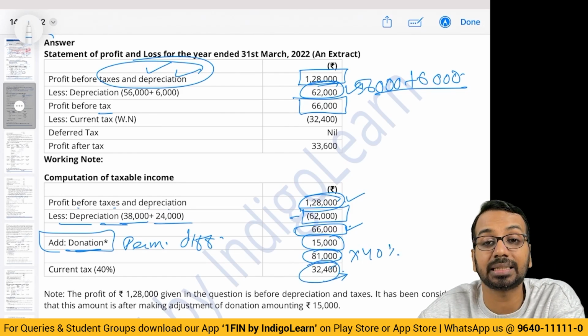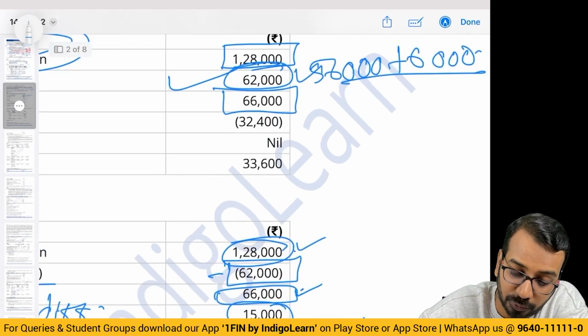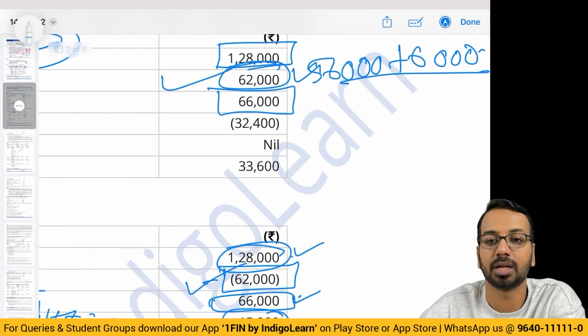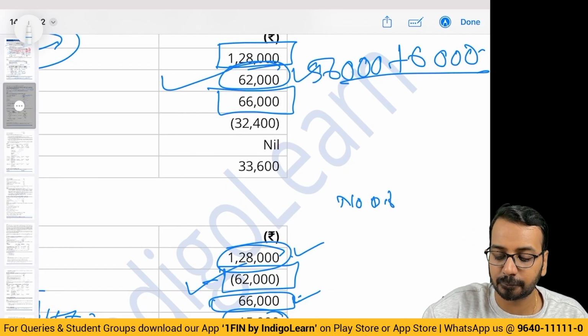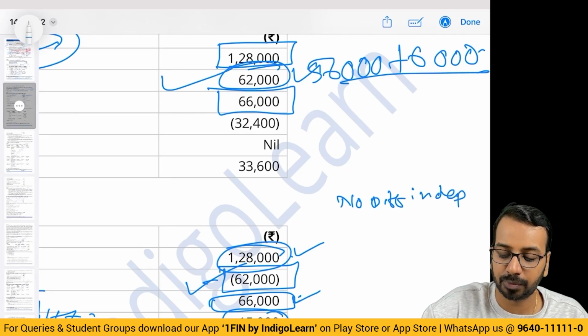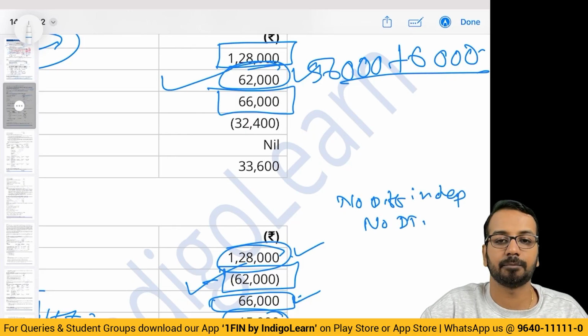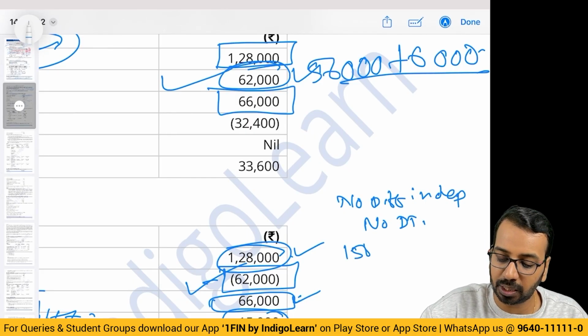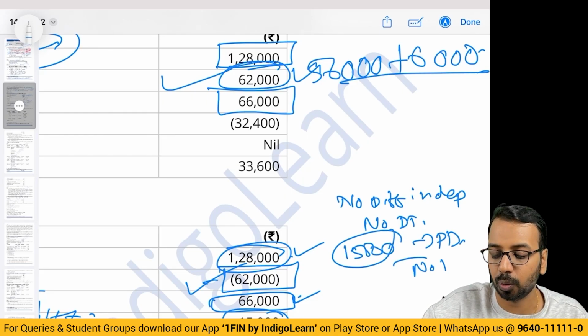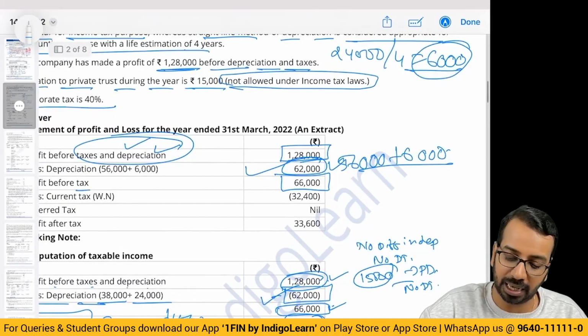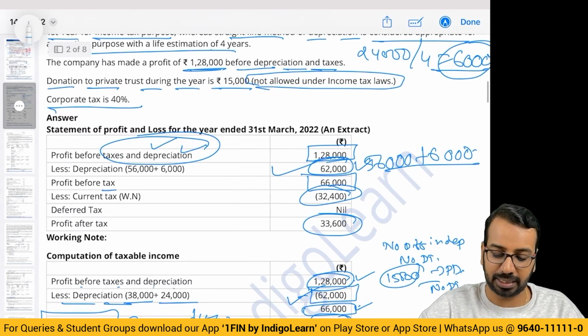Is there any deferred taxation? See, this is also 62,000. This is also 62,000. Is there any difference? There is no difference. So since there is no difference in depreciation, no deferred tax. Also 15,000 of donation is a permanent difference. So on this also no deferred tax. So you'll only have current tax and profit after tax, right?